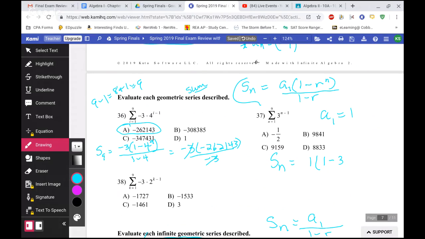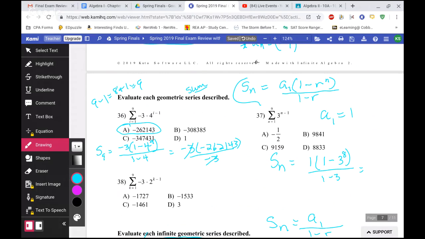Then my common ratio is 3, all raised to the n minus 1. What was my n here? It's 9, so n minus 1 is 8, all over 1 minus 3. Once again, be careful when plugging all of this into your calculator, because junk in, junk out.